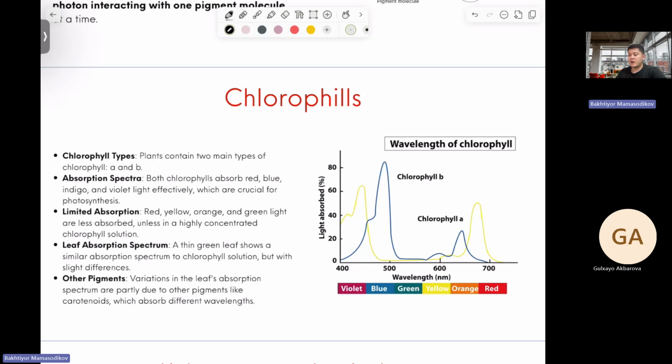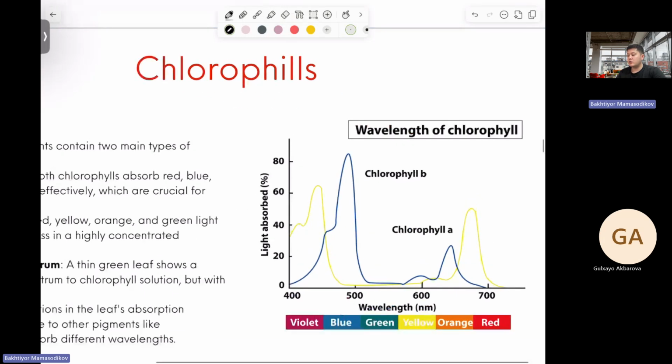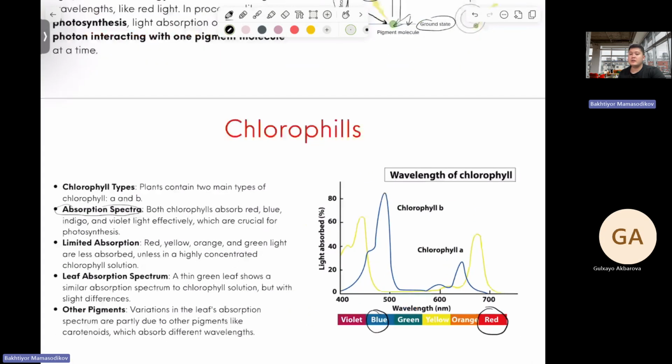Absorption spectra. What's absorption spectra? Absorption spectra means only certain colors are absorbed, for example, only the blue one and only the red one. This is called absorption spectra. They are absorbed well in the leaves, and there is limited absorption in the green, orange, and yellow. Green, yellow, and orange are not absorbed. Okay, they're reflected.